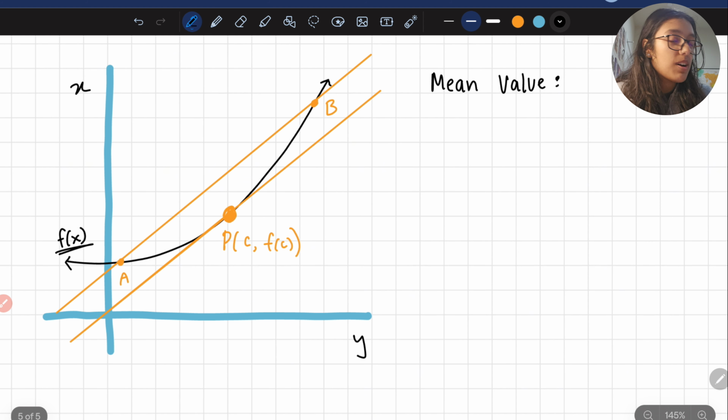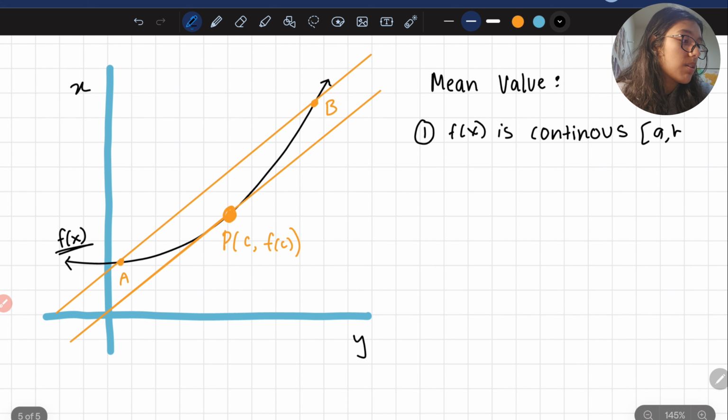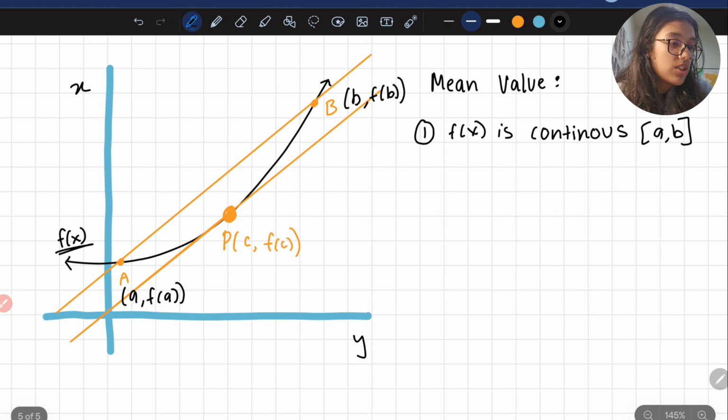In order to apply the mean value theorem, you need to be sure of two things. You need to be sure that your function, f of x, is continuous over the domain you're taking, and this domain is inclusive. So it has to be continuous over its domain a to b. Let's say the coordinates of a are a comma f of a, and the coordinates of b are b comma f of b. Is this curve continuous on the domain a comma b inclusive? Yes it is. There are no asymptotes, no holes, it's continuous. So that checks off this box.